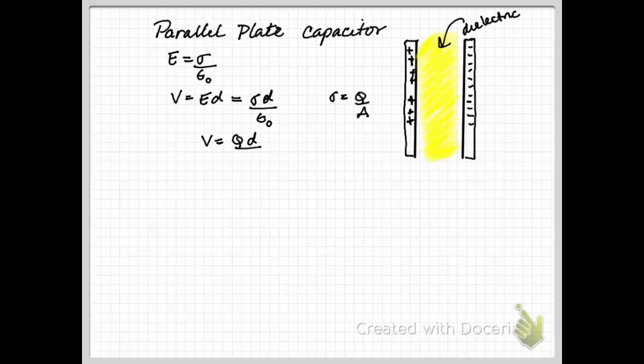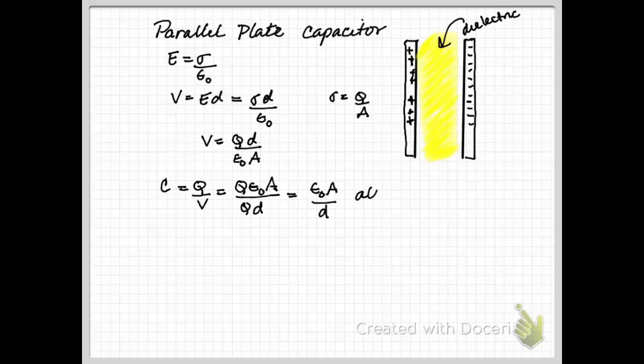times the distance, epsilon naught times A. And then, if you remember that capacitance is charge over voltage, then you get Q epsilon naught area divided by Q times the distance. And this works its way down to epsilon naught A over D.